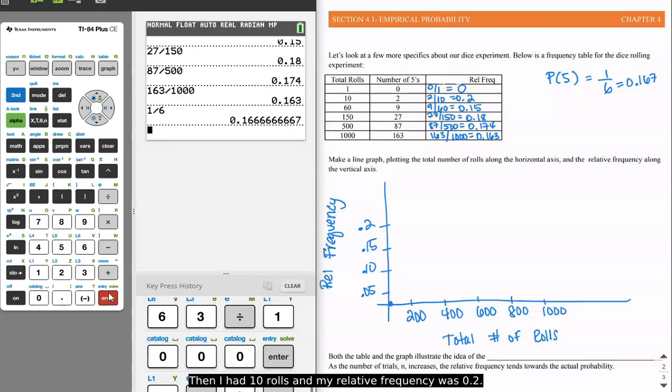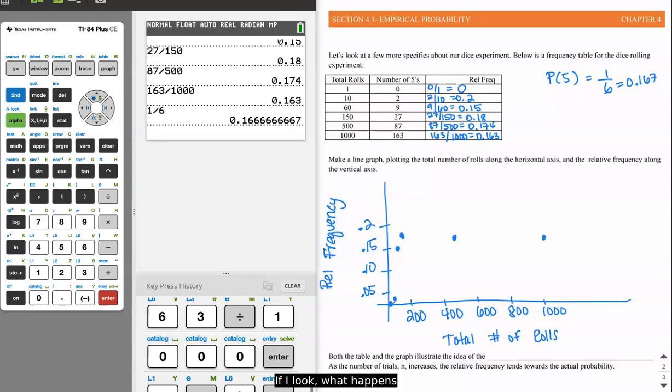Then I had 10 rolls and my relative frequency was 0.2. So again, very close here, 0.2, a little bit higher. And then I had 60 rolls and my relative frequency was 0.15, so that's definitely lower. 150 and 0.18, so a little bit higher. And then 500, so we jump a little bit. 500 had 0.174. And then 1,000, 0.163.